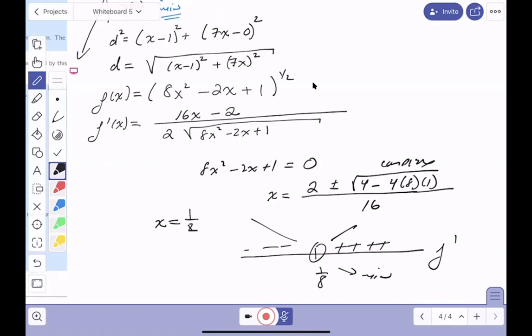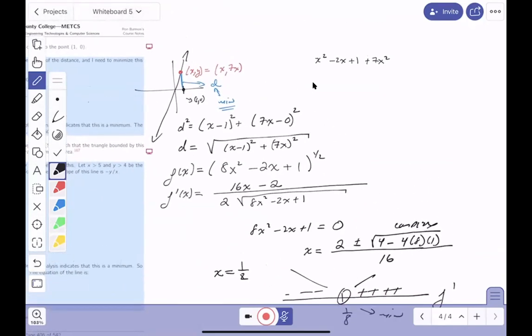All right, have I found what that question was? Well, the question is, what's the point? And the point on that line is going to be 1/8 for x. And then what's the y going to be? Well, 7 times that number, which is 7/8.